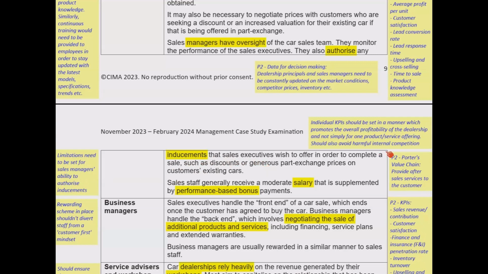Now, it points out that KPIs set for these staff roles have got to really balance the needs of the whole of the partnership, not the individual needs of a specific dealership or even the specific needs of that specific role that is selling that particular car or the additional services. We need to be setting KPIs that are motivating the staff to act in a way that is consistent with the goals of the whole organization.